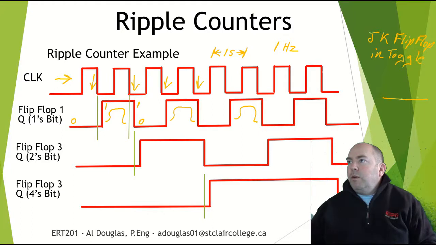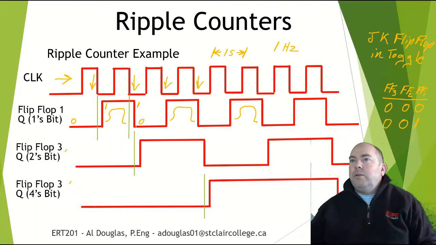So let's make a table over here. Let's call these flip-flop 1, flip-flop 2, flip-flop 3. Right now we're going to start off with zeros. Then we get a clock pulse that's going to turn this up to a 1. So now we have a 1 in here, and flip-flop 2 and 3 are still both zeros.